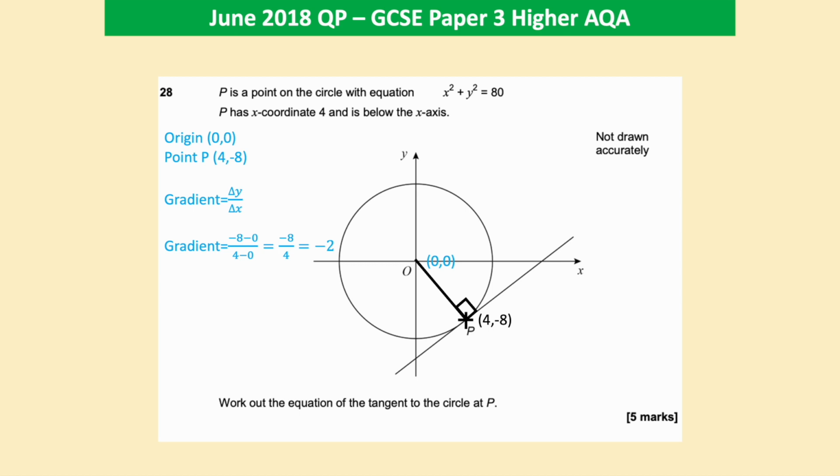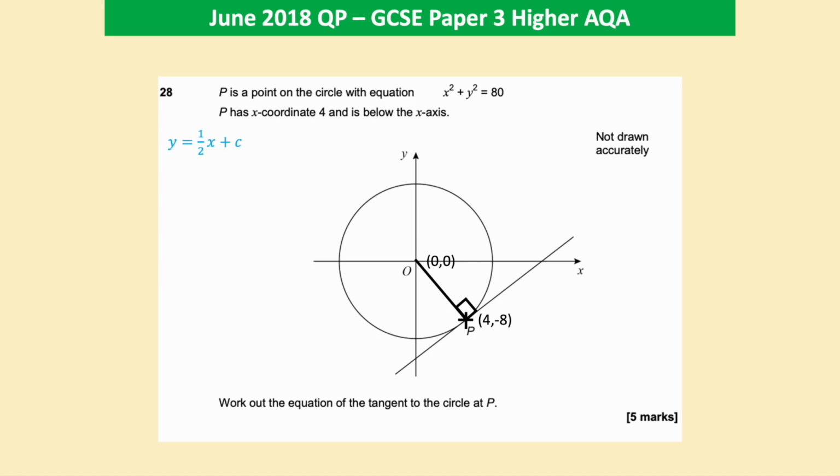Now to get the tangent, we know the tangent's perpendicular to the radius, and therefore -2 multiplied by the gradient of the tangent equals -1. So if we rearrange for the gradient of the tangent, we get a half. So if we substitute that into the equation of a straight line, we know that y equals 1/2 x plus c.